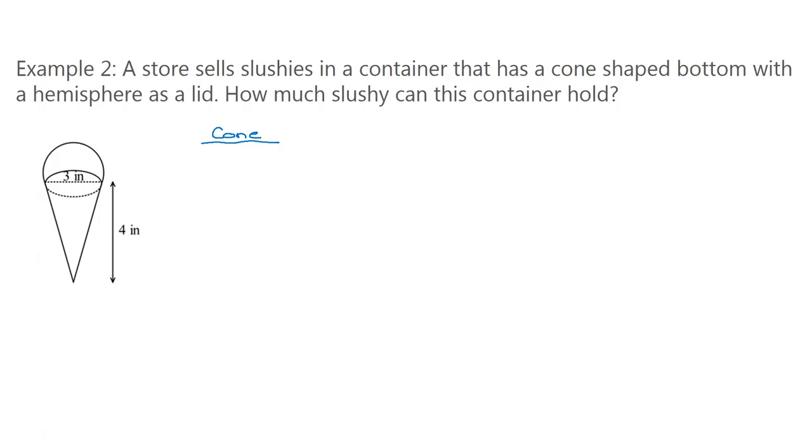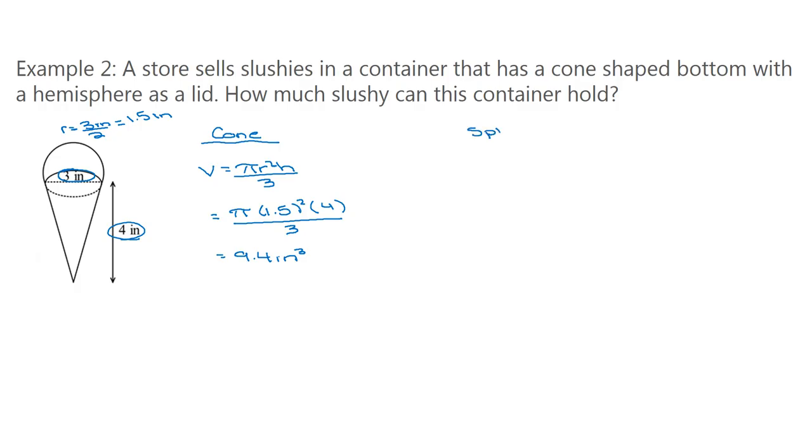Now the capacity of the cone is the same as the volume of the cone, which is pi r squared h divided by 3. So I see that they gave us the diameter, so I'm going to have to divide 3 inches by 2 to figure out the radius, and that is 1.5 inches. So I'll plug r to be 1.5, and I'll replace h with 4. So I get that the capacity of the cone is 9.4 cubic inches.